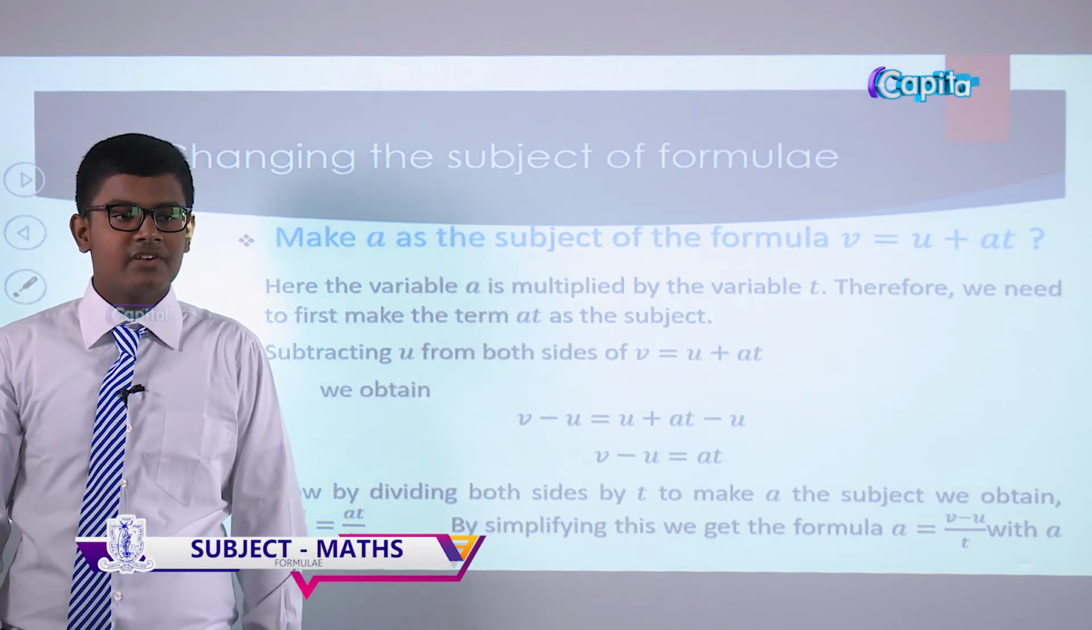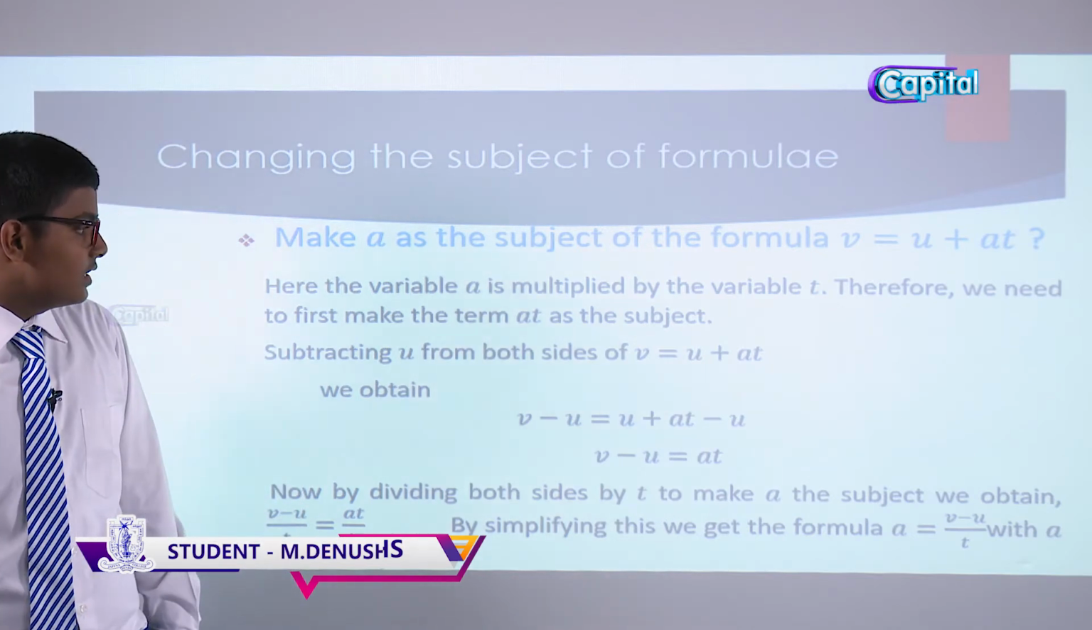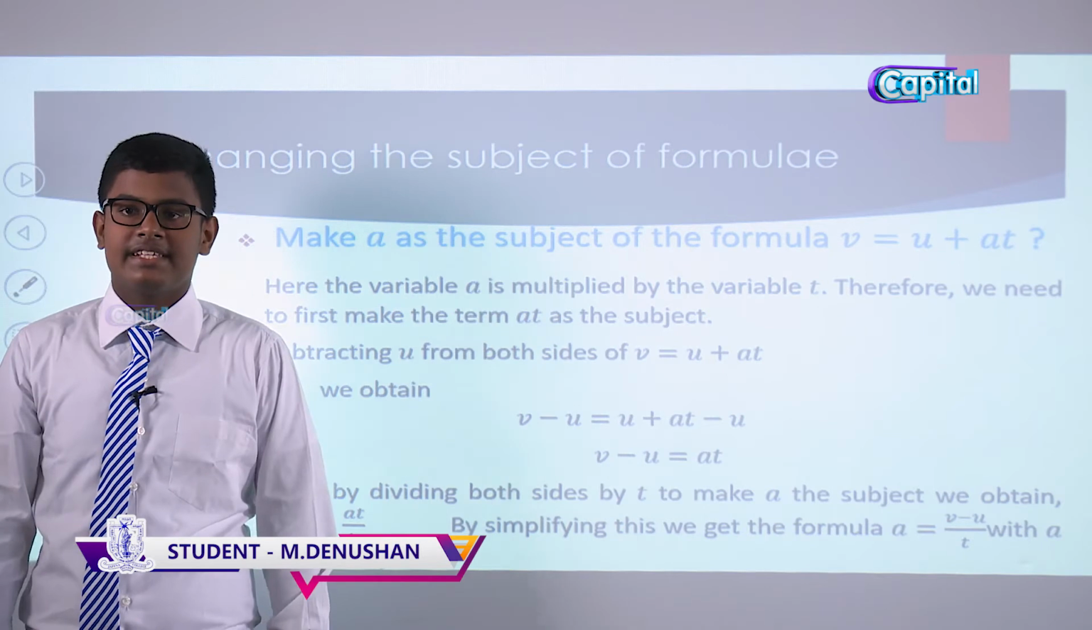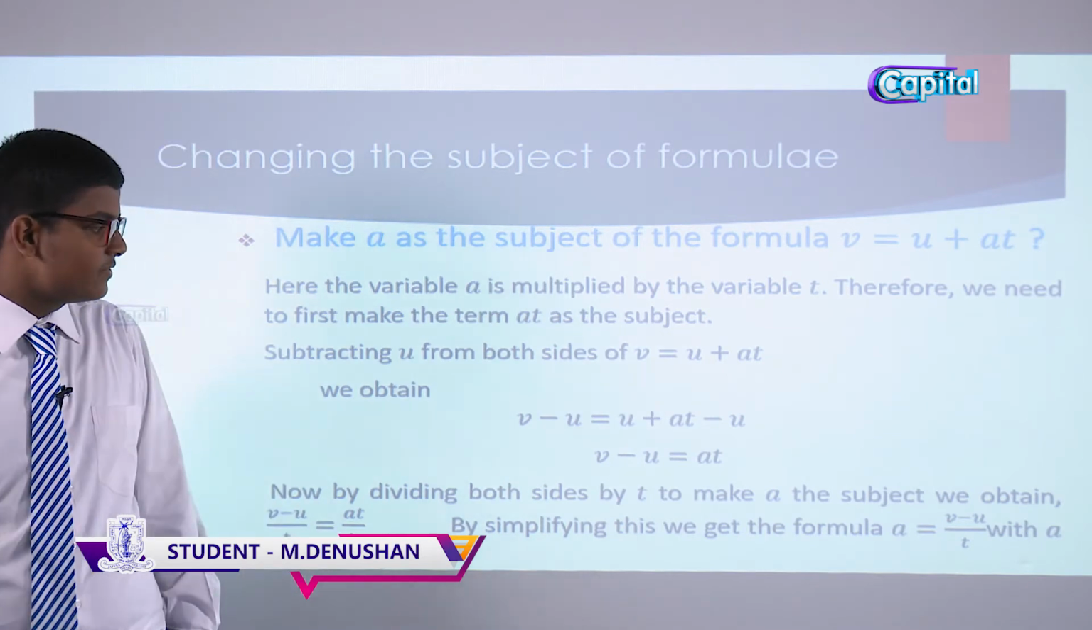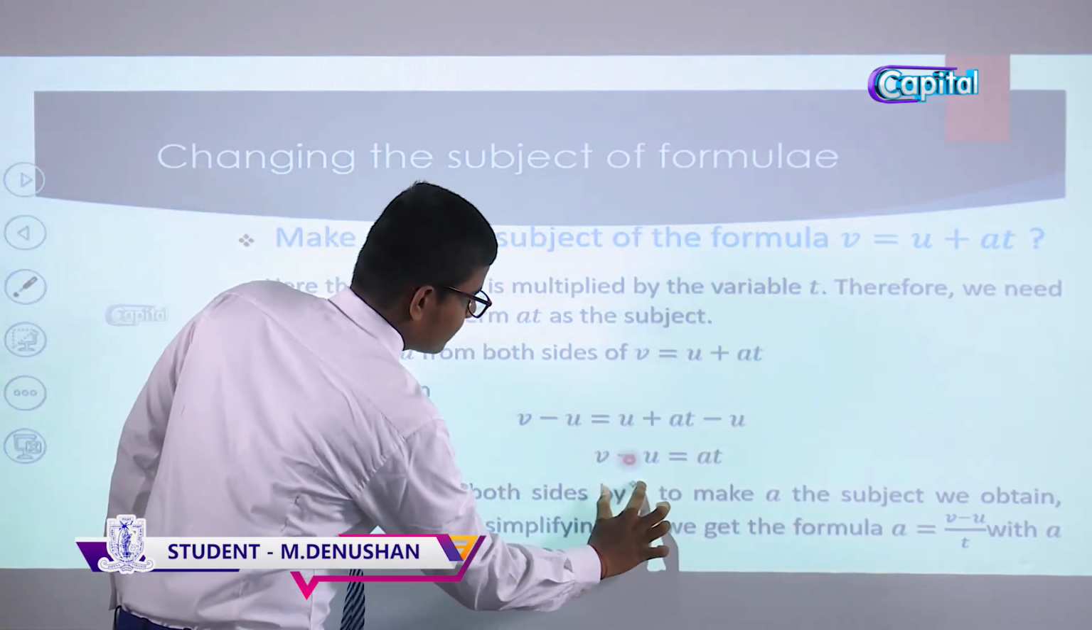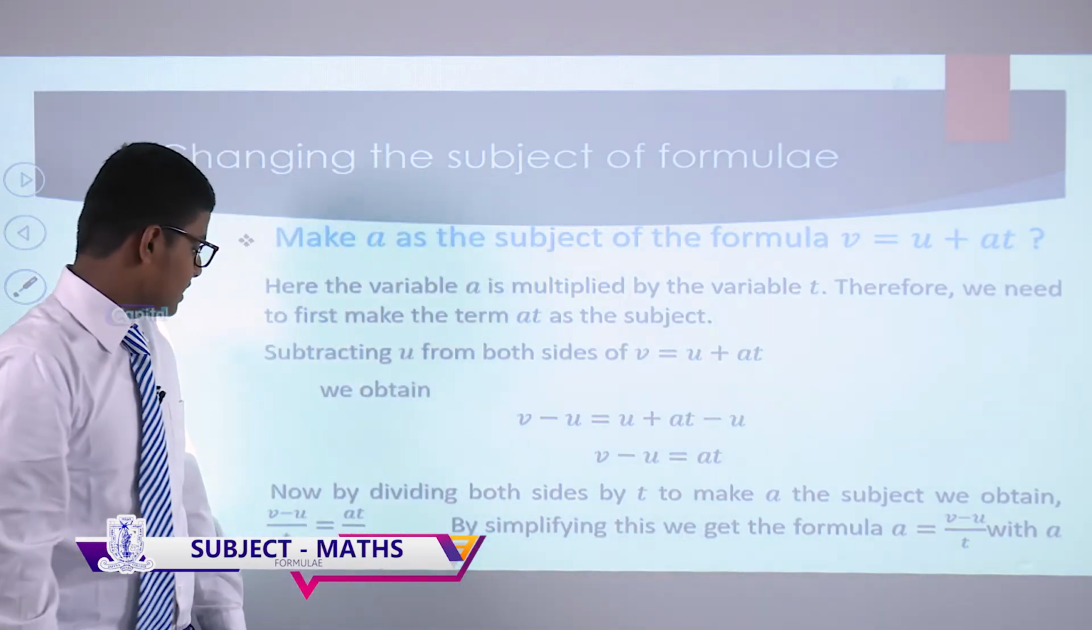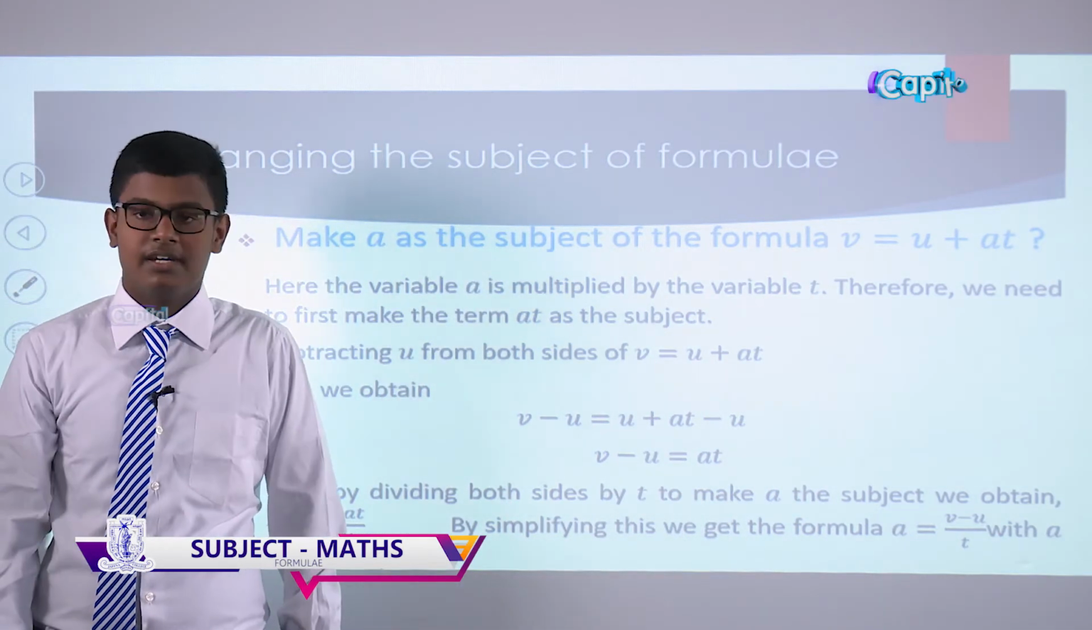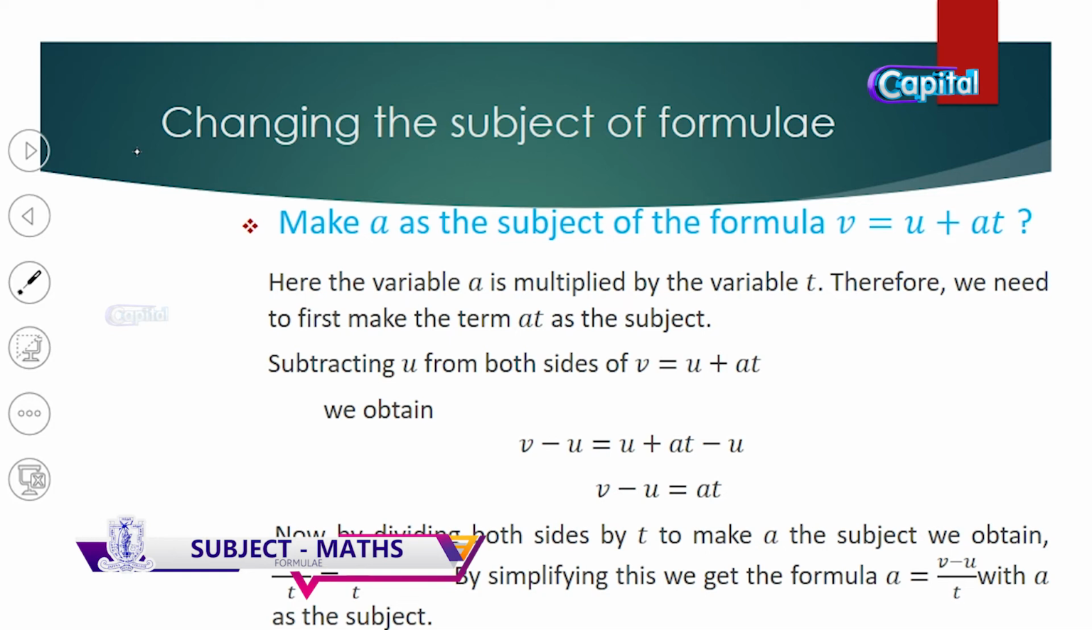For that purpose we have to subtract u from both sides to obtain at as the subject. By simplifying, we obtain that v minus u is equal to at, and then we have to divide by t on both sides to make a the subject. Then finally we obtain that a is equal to v minus u over t, with a as the subject.